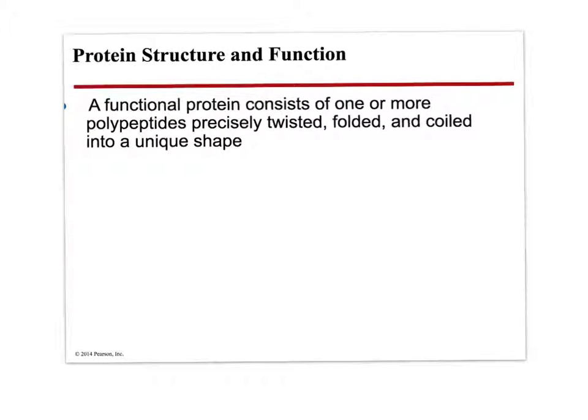I have not stressed this enough. A functional protein consists of one or more polypeptides, precisely twisted, folded, and coiled into a unique shape. And that shape determines what? Function. Okay? The shape of an enzyme is directly related so that it can recognize the substrate.